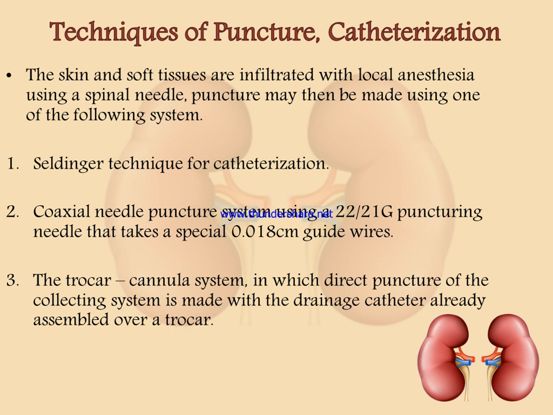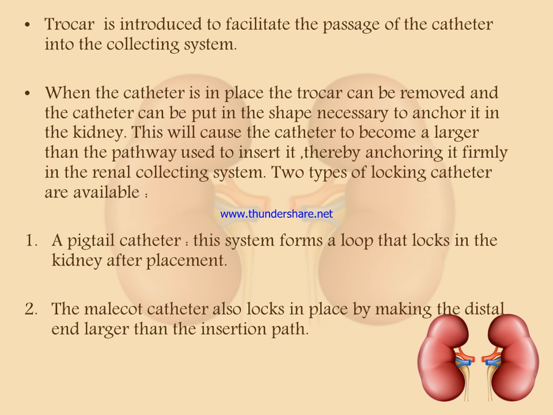For a trocar technique, in the cannula system a direct puncture of the collecting system is made with the drainage catheter already assembled over the trocar. The trocar is introduced to facilitate the passage of the catheter into the collecting system. When the catheter is in place, the trocar can be removed and the catheter can be put into the shape necessary to anchor it in the kidney. This will cause the catheter to become larger than the pathway used to insert it, thereby anchoring it firmly in the renal collecting system.